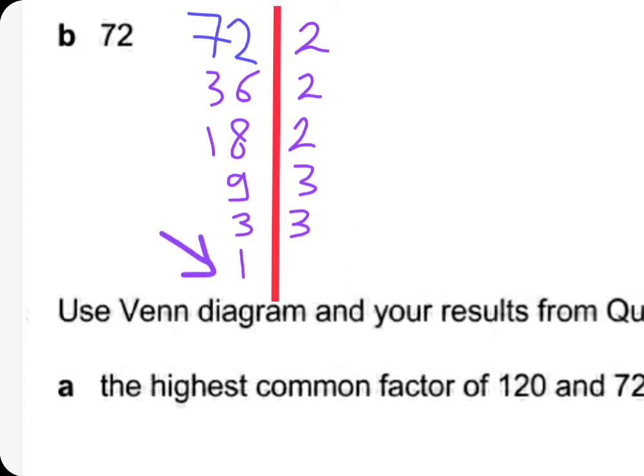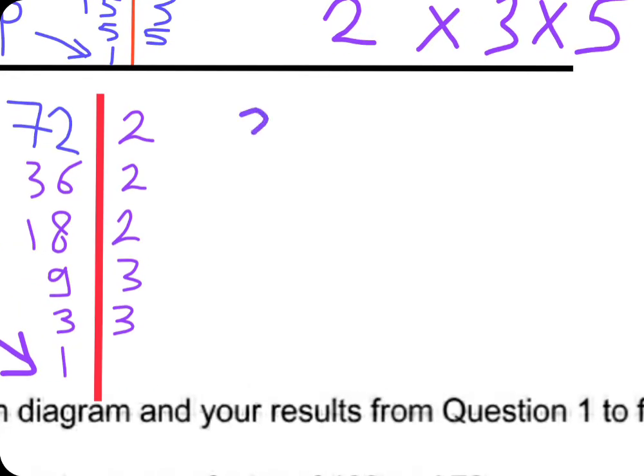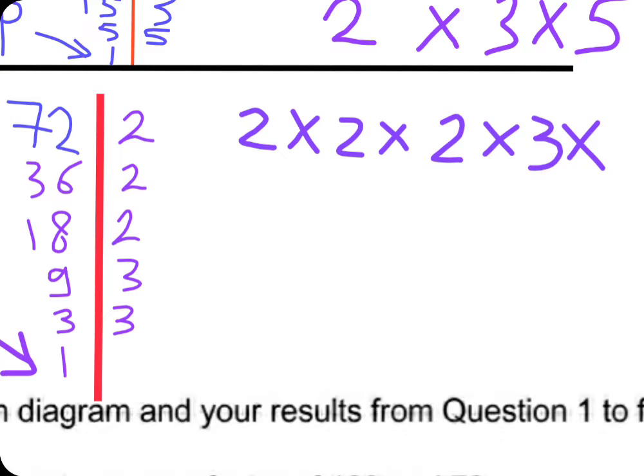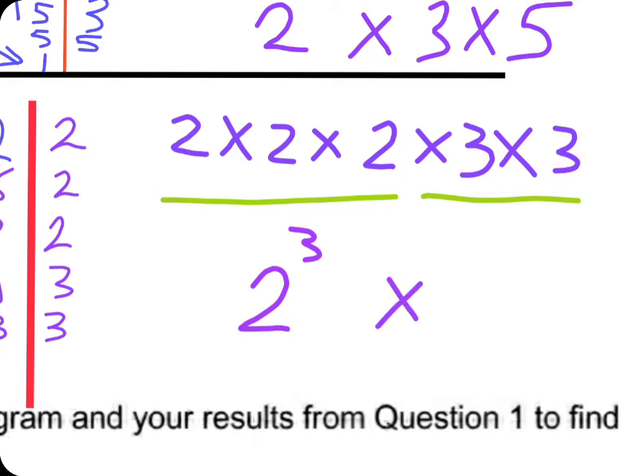When we reach the 1, we stop. This is very important. You don't stop until you reach the 1. After reaching the 1, the ones on this side are the prime factors. Very good. We write them next to each other as a product. So 72 is a product of 2 multiplied by 2, multiplied by 2, multiplied by 3, multiplied by 3. Very good. Now, when they are the same, we write them as one number with a power. So 2 power of 3 multiplied by 3 power of 2.